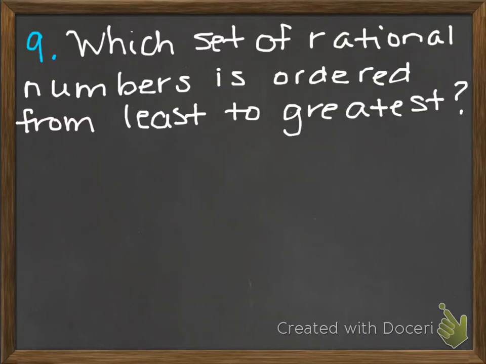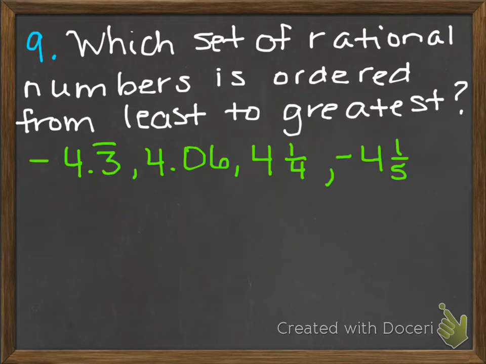All right, for the next problem, it's going to say which set of rational numbers is ordered from least to greatest. So for these problems, you'll be given 4 sets of numbers, and you'll have to order them all from least to greatest and see which one is in the correct order. So I'm just going to show you here how to order 1 set of numbers from least to greatest, but you will be given 4.